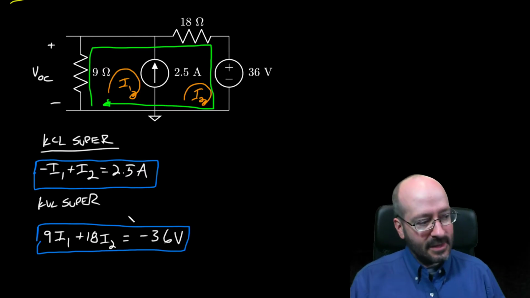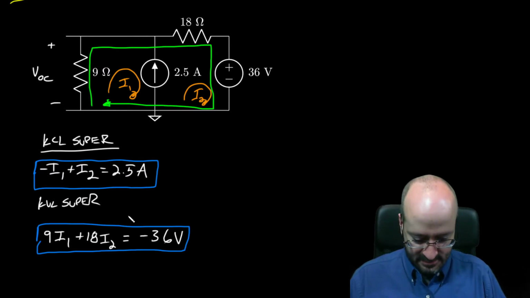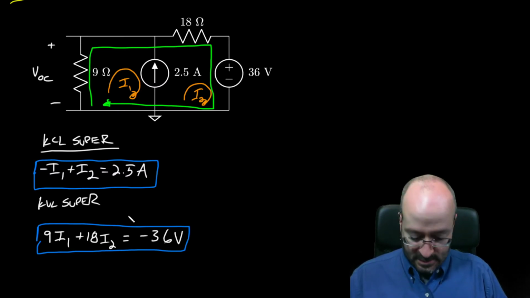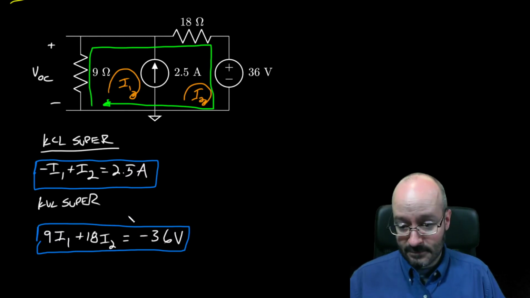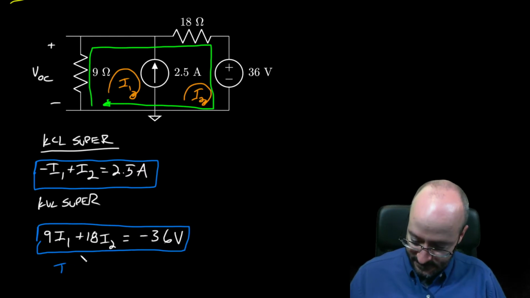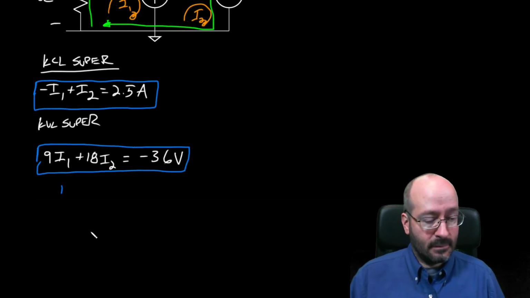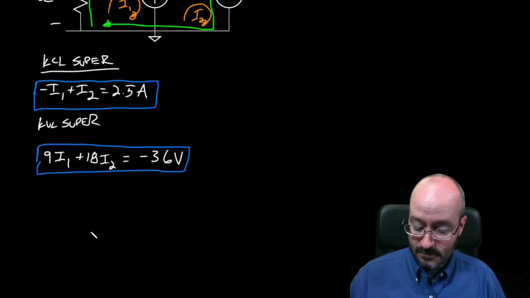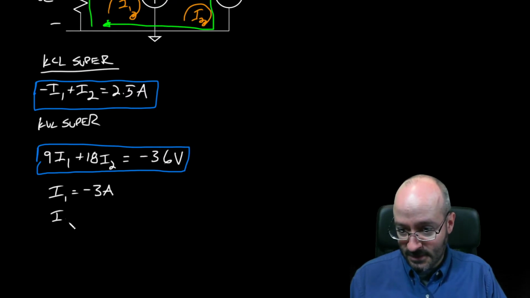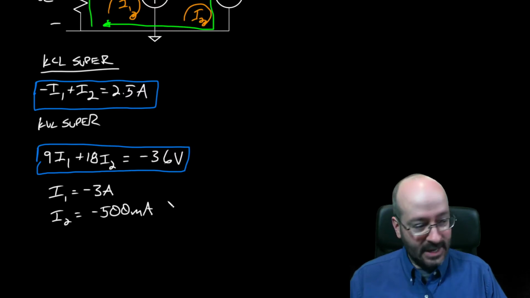Okay, solving that, I think I can do this one pretty quickly. I think I can do it correctly. 9, 18, negative 36. I1 equals negative 3 amps. I2 equals negative 500 milliamps. Okay.